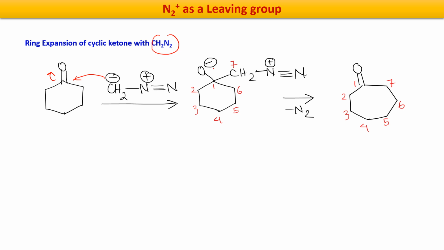If you follow the numbering, this will be coming again, and the 1,6 bond will be broken, the 6,7 bond will be formed, and this is our nitrogen leaving group. So now the CH2 is as if inserted between 1 and 6. So this is our newly generated bond, right? So this reaction you can also do the same thing in this way.